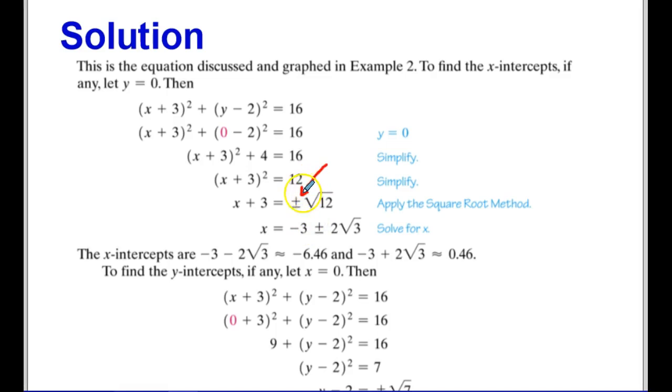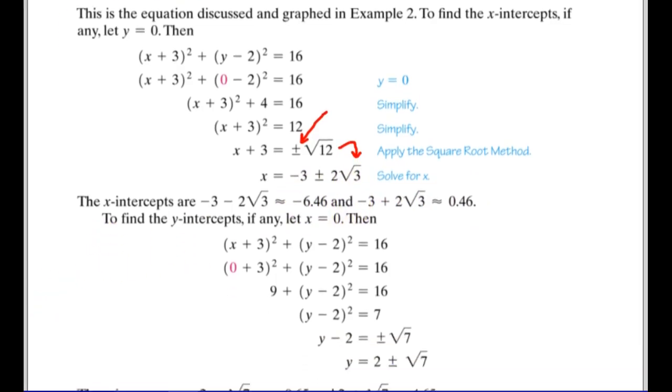When I take the square root, I have to have plus or minus. And then I subtract 3 from both sides. Here, when I go from the square root of 12 to 2 times the square root of 3, that's just simplifying, and we'll spend some time doing this a little bit later. So these are my two x-intercepts: -3 plus 2 times the square root of 3, and -3 minus 2 times the square root of 3. We can go ahead and put those in the calculator and get the decimal approximation.